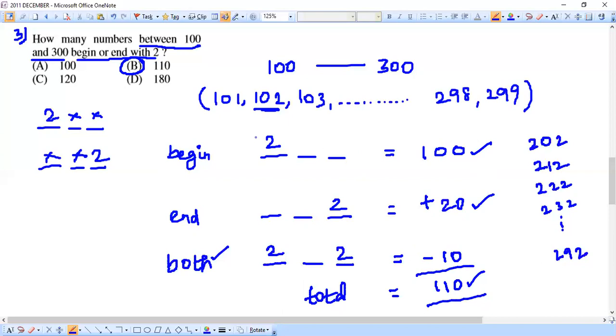See, there are some numbers which are starting with 2 and ending with 2 that would have appeared in both of these lists. I should not count it here and once again here. In order to avoid the double counting, I'm just subtracting these 10 numbers from this total 120. So 120 minus 10 is giving us 110, and that is going to be the final answer, which is matching with option B.